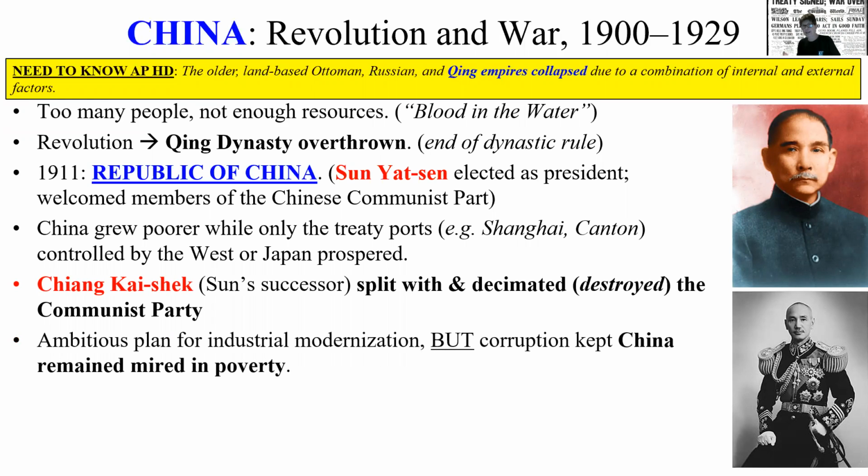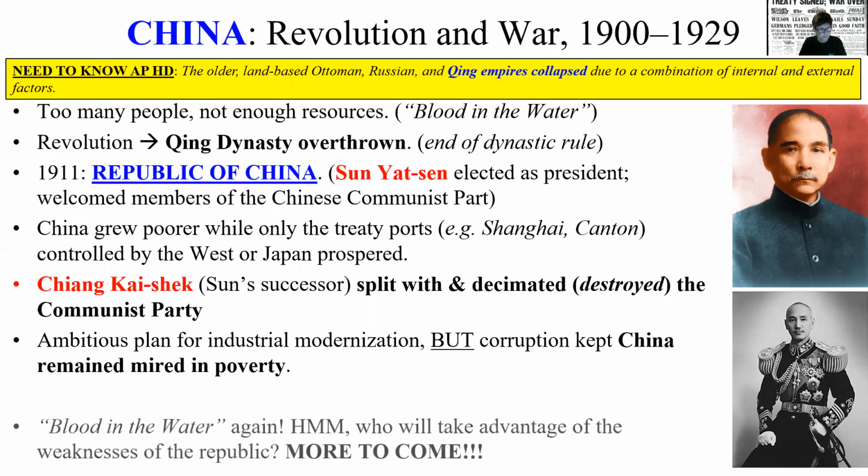They have this great plan to industrialize, but there's corruption. Remember the signs that lead to the decline of an empire. You have threats on your borders, you have corruption, you have a huge gap in wealth between the rich and the poor. These are all signs that they're going to lose the mandate of heaven. We'll find out who is going to take advantage. Hint, hint, Mao Zedong.